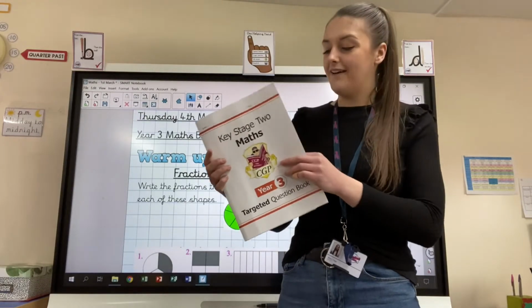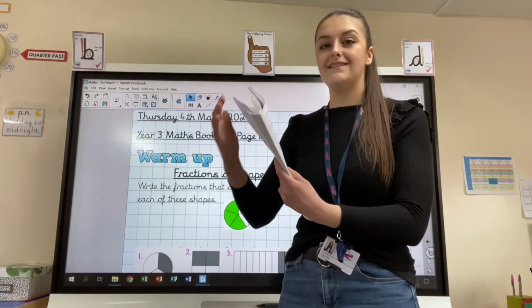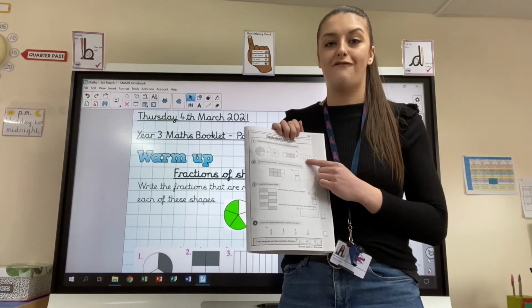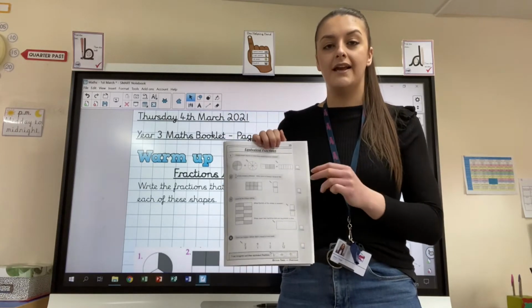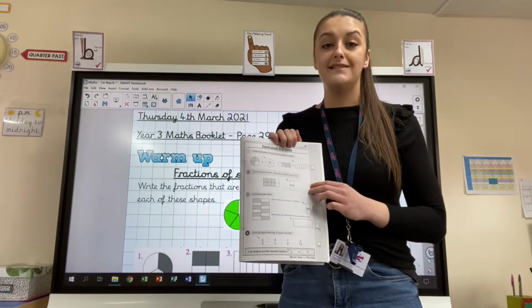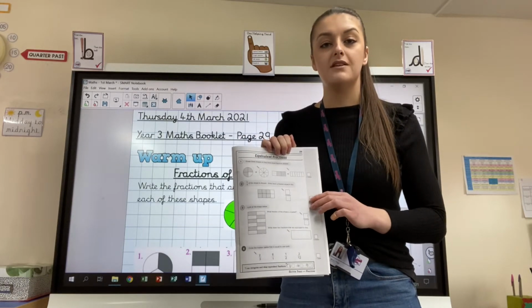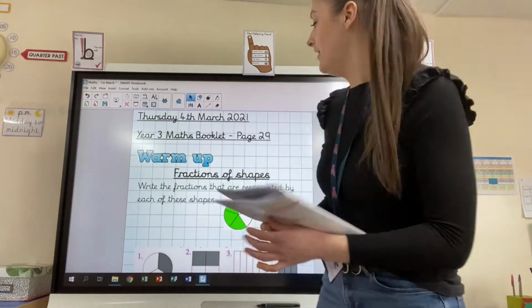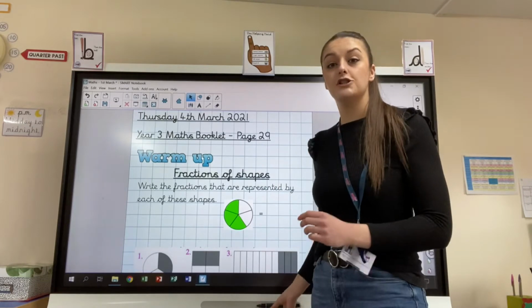So today we're going to be completing page 29 in our maths booklet. It's just page 29 based on equivalent fractions. And like always, I've got some challenges along the way for you to complete in your purple book and on your whiteboards. So let's start off with one of those warm-up challenges today, having a look at fractions of shapes.